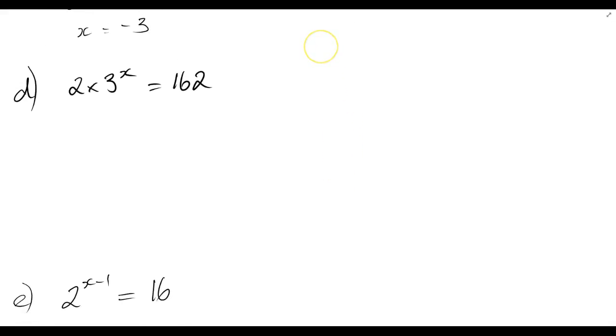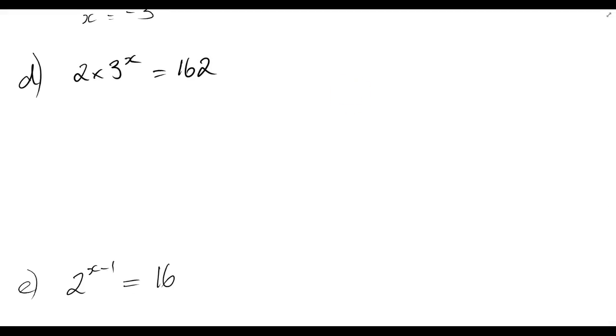In D, we have a little bit more going on. I've got a whole number, and then I'm multiplying it by something in index notation. So what I want to do is get the index notation bit by itself. If this is 2 times this, then I want to divide by that number in front. So I'm going to divide by 2. Whatever I do to one side, I have to do to the other. So they cancel out, and now I've got 3 to the power of x equals, 2 into 16 goes 8, so 81.